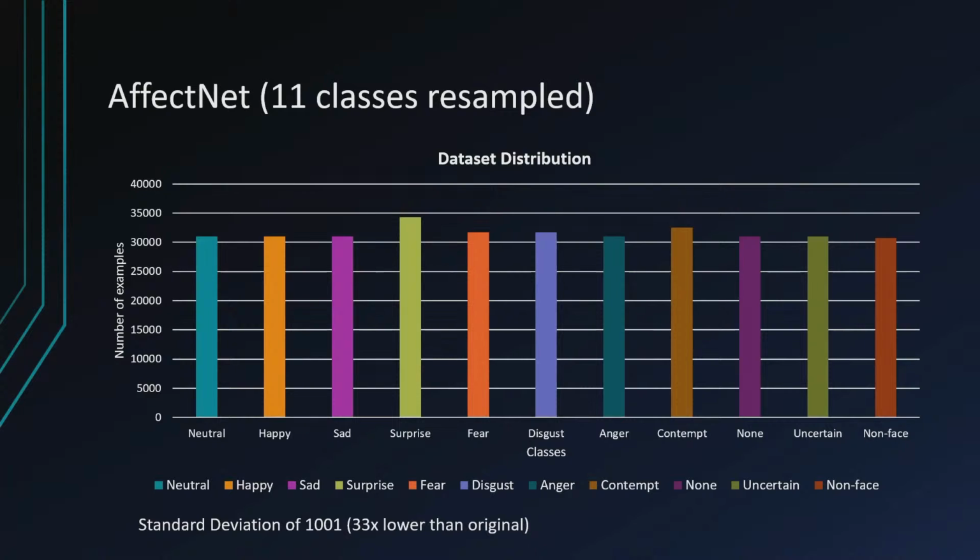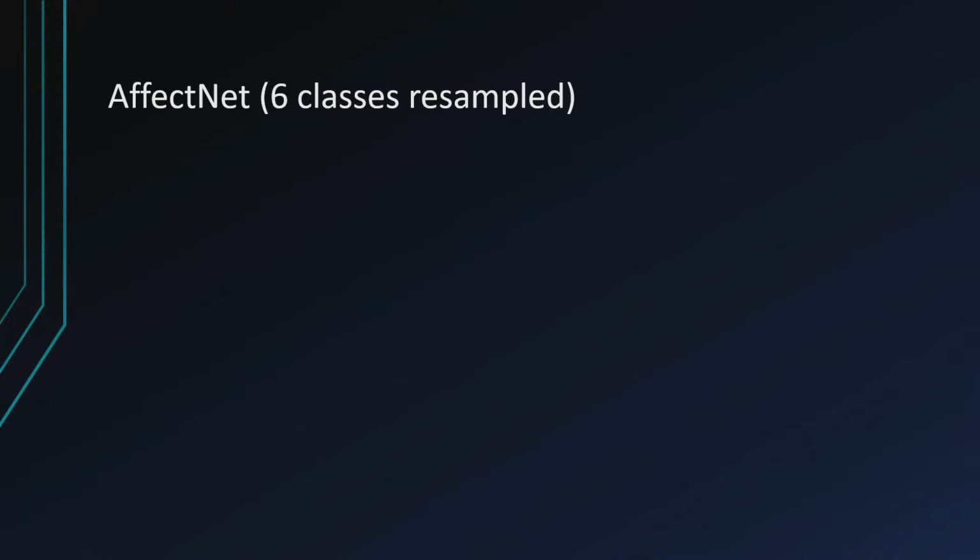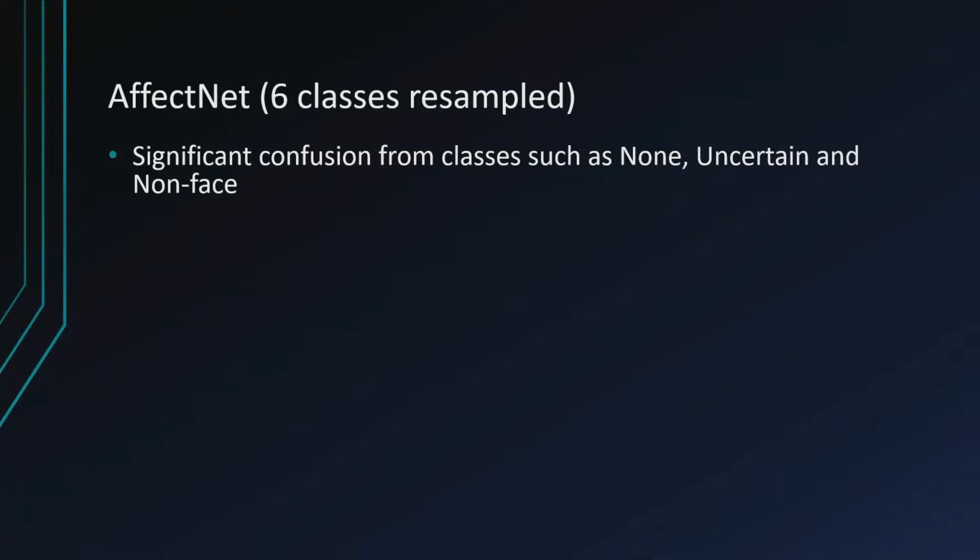This is the distribution of our resulting resampled dataset. We can see that the standard deviation is now 1001, which is 33 times lower than the original dataset. Now, training with the 11 class AffectNet resampled dataset, we found a few issues. Firstly, significant confusion arose from classes such as none, uncertain, and non-face.